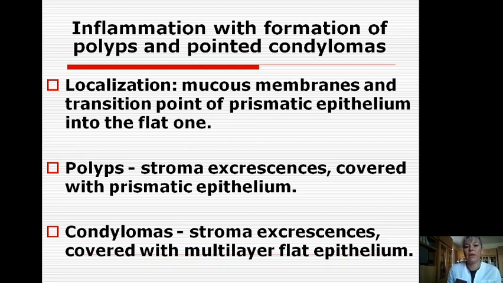Where can we see it? In the mucous membranes, we see formation of polyps with prismatic epithelium. And in the flat epithelium, we see formation of pointed condylomas. As a result, polyps form with a stroma, growth of connective tissue, and this stroma is covered with the prismatic epithelium. Condylomas are many small formations with stroma covered with multi-layer flat epithelium.